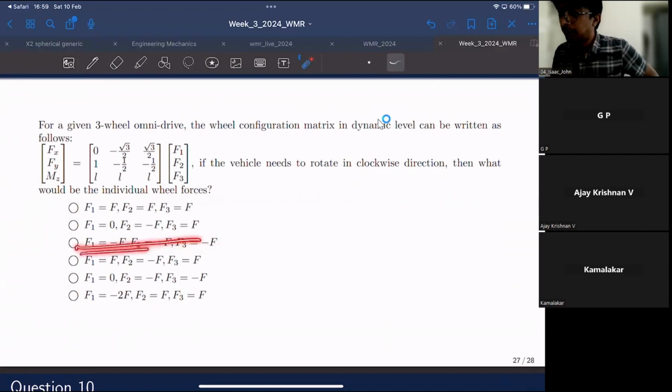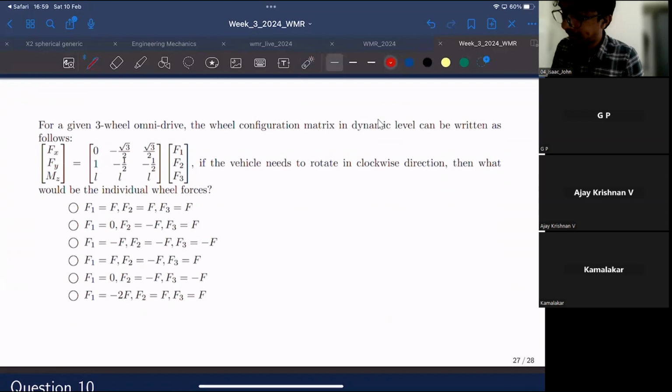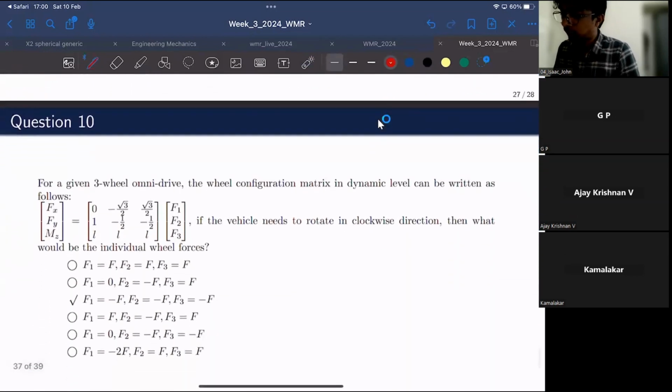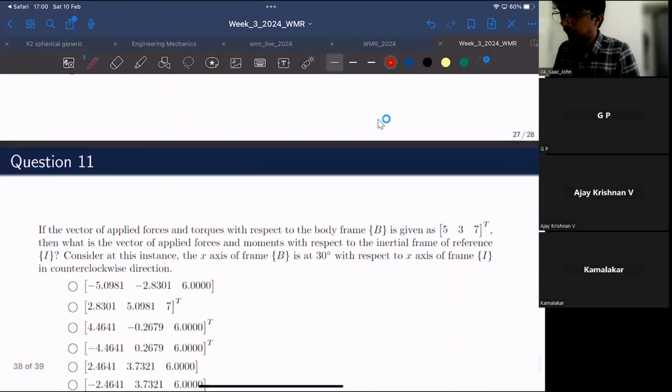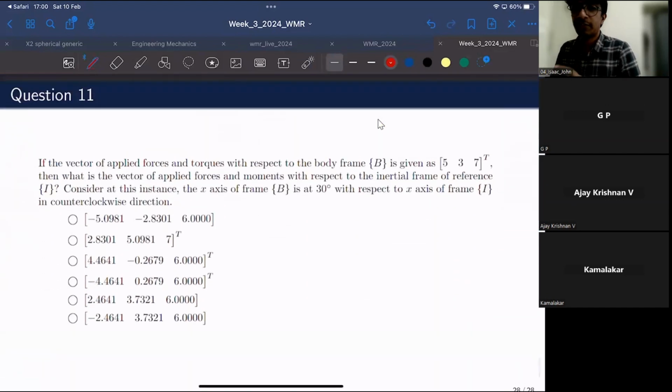But this can be easily solved for omni wheels. But in case of a mecanum wheel, you always have to check because depending on the type of rollers, the axis of rollers, it can be counterintuitive. Whatever you think intuitively could sometimes be the opposite. So yeah, this is indeed minus f minus f minus f. We don't have to delve further into that. Yeah, so this is the final question.